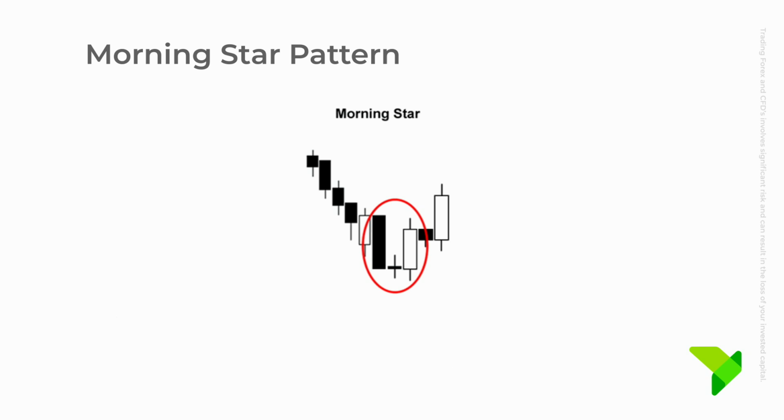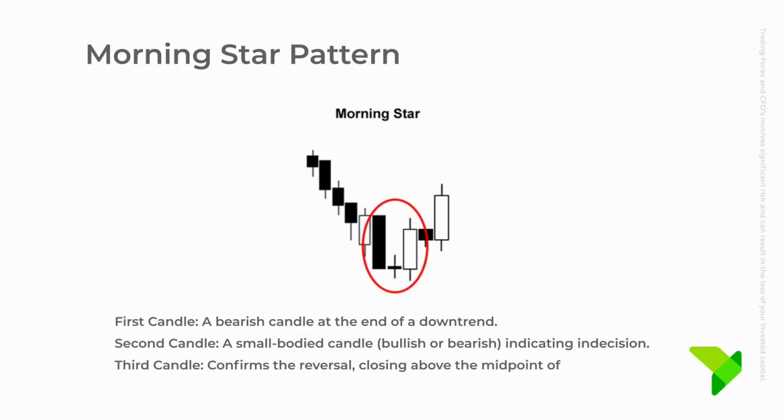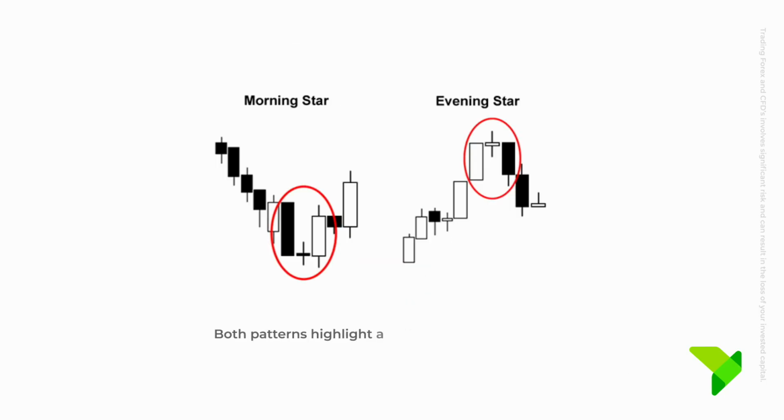First candle, a bearish candle at the end of a downtrend. Second candle, a small-bodied candle, bullish or bearish, indicating indecision. Third candle, confirms the reversal, closing above the midpoint of the first candle. Both patterns highlight a shift in market sentiment, suggesting potential changes in trend direction.